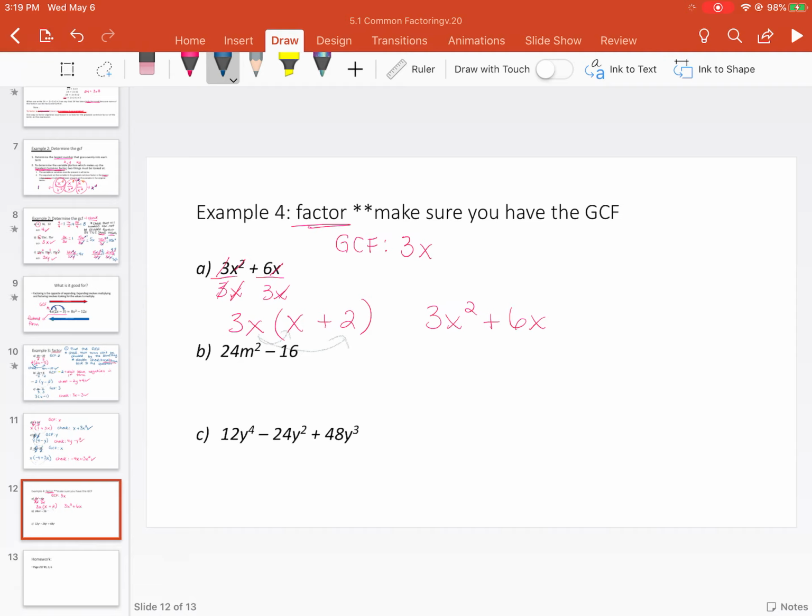Now this one down here, 16 does not go into 24 evenly. So then again, start at the beginning. What are they divided by? 2. So 2 times 8 is 16. So then when you do 24 divided by 8, you get 3. So that's a good choice. And there is no m in the 16 term, so we can't use any letters. So we're just dividing by 8.